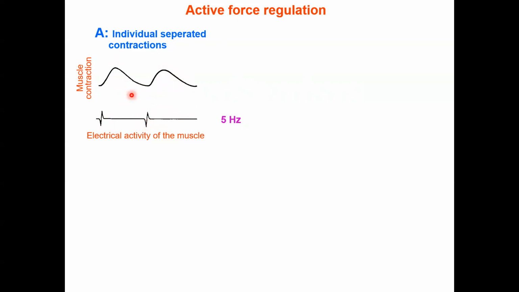And you see that these contractions are fully separated from each other. The second contraction starts after the first one ended. Okay? This kind of contraction we call a twitch. That is a single twitch. Every one is a single contraction, a single twitch.